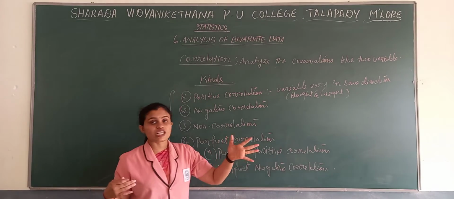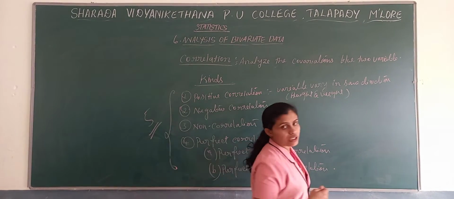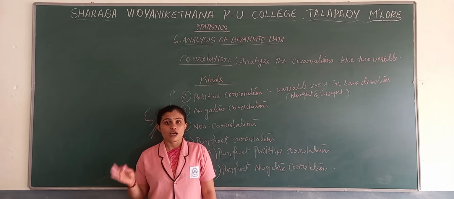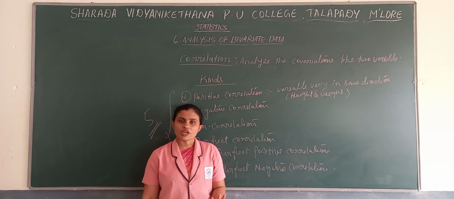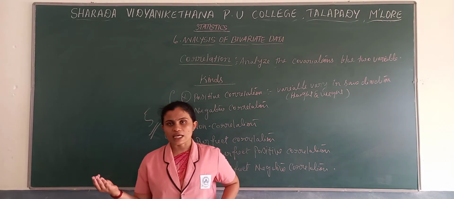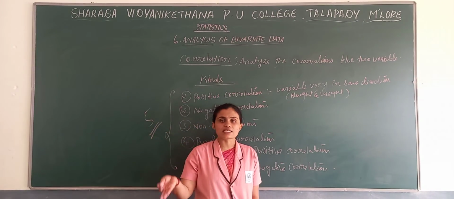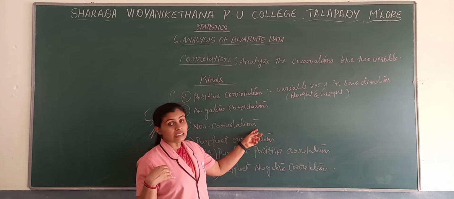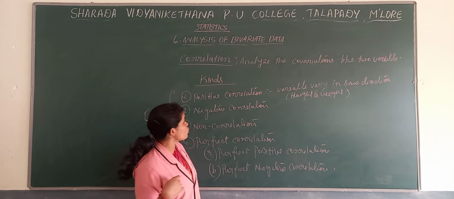So which kind of relationship is it? It's a positive correlation. When height increases, weight also increases. When height decreases, weight also, height we cannot say that it decreases. When height increases, weight also increases. So here, then next comes the negative correlation.